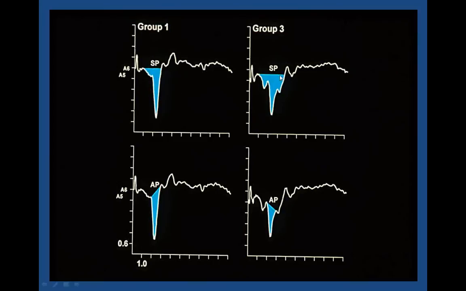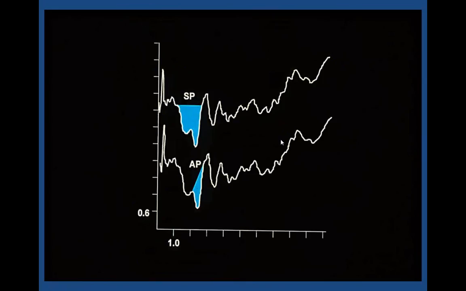That's a normal subject. Here's one from group 3 that they were suspected of having Meniere's disease, but the amplitude ratio in this case is actually normal. The area ratio, however, shows, and because the N1 really never quite comes back up like it does here, it enlarged the area of the entire complex, or the SP component, and when that was compared to the AP area, this ratio was considerably bigger than that one.